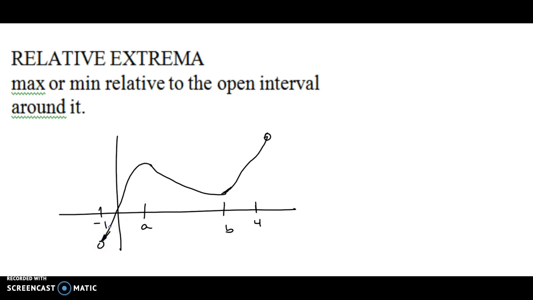Okay, so let's take a look here. First, what are our critical numbers? This is our graph of f of x. Remember, critical numbers are where the derivative would be 0 or undefined. So the derivative would be 0 at, great, a and b. Here and here, those are our critical numbers. Okay, now let's point out the fact that this is a relative max. This is a relative min.